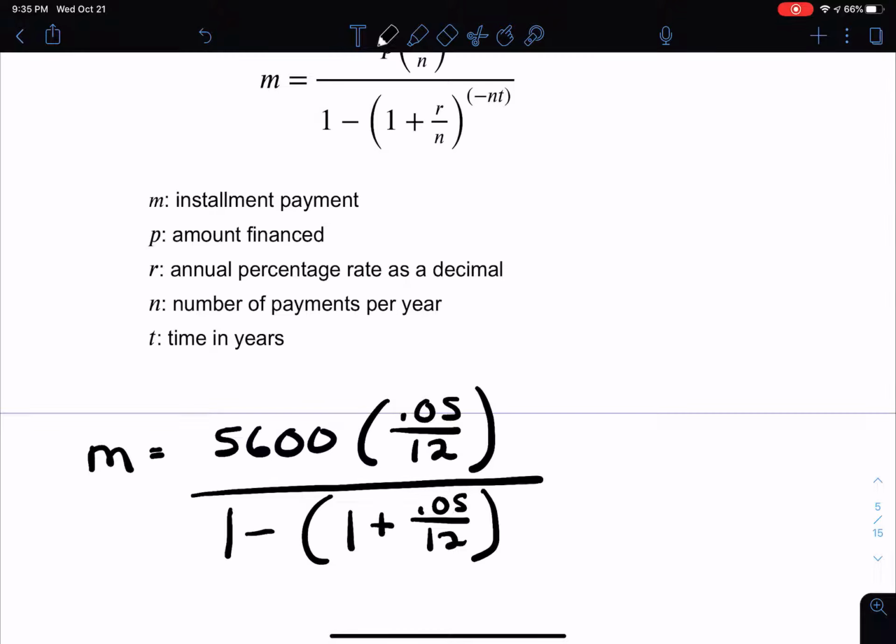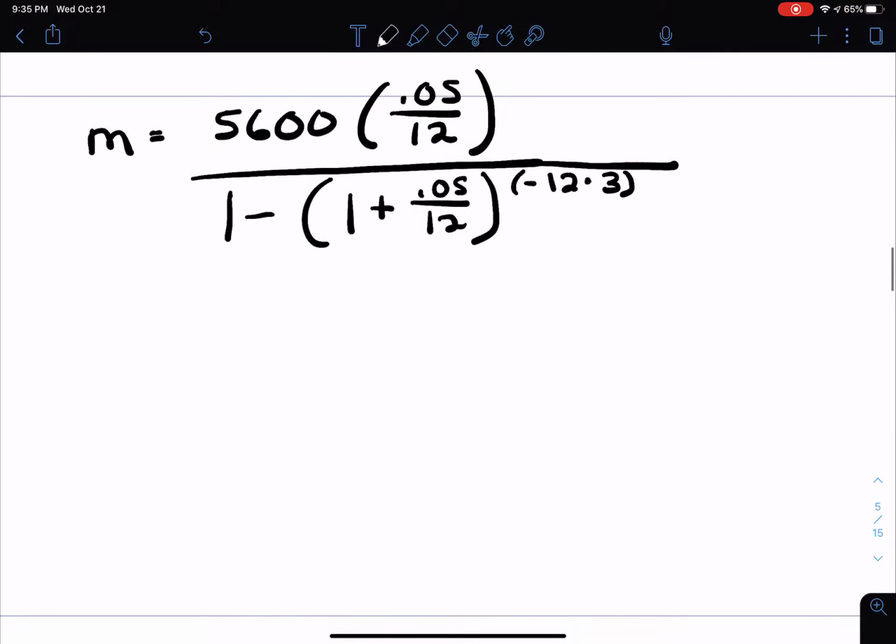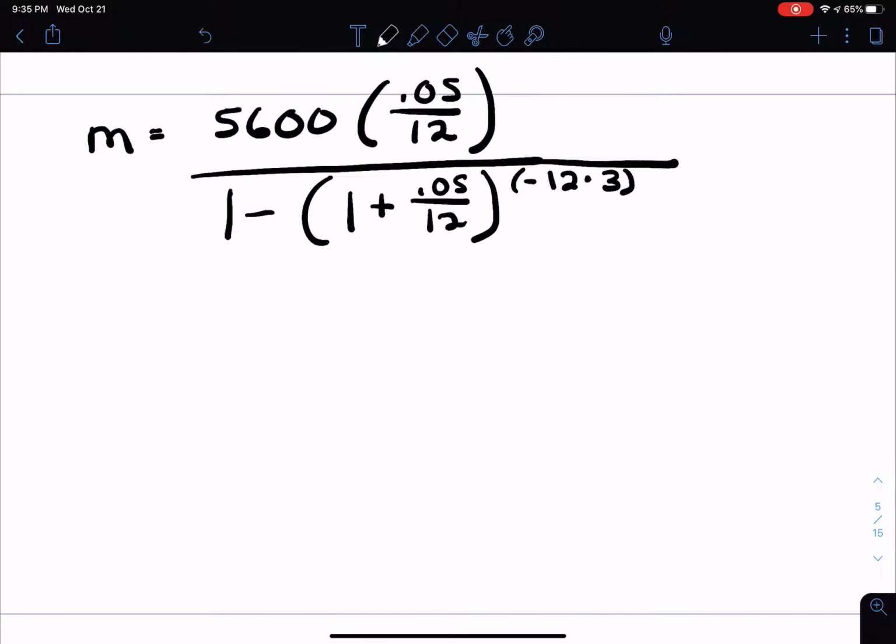And on the bottom, you got the N again, which is 12. Don't forget the negative there from the exponent. But we introduce the T, which is the time in years. Well, 36 months of payments is 3 years. So we put a 3 there. It's 3 years of 12 payments per year. 36 payments. So that's all the information put into this payment formula. And we got to make sure we follow order of operations as we work this out.